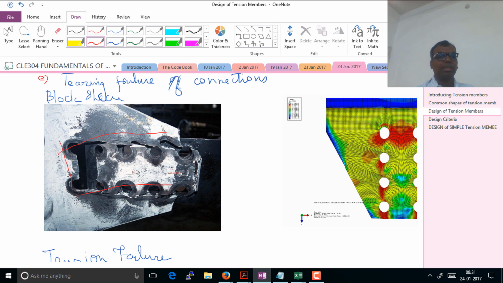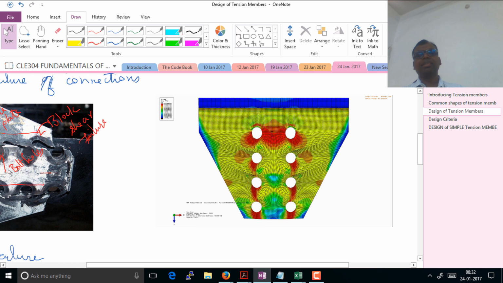So this is the gusset plate, and these are the bolt holes. The entire part has come out. So this is called a block shear failure. If you were to look at it from finite element analysis, this is how it would probably look. So you can see the stress concentration in the places where it is.